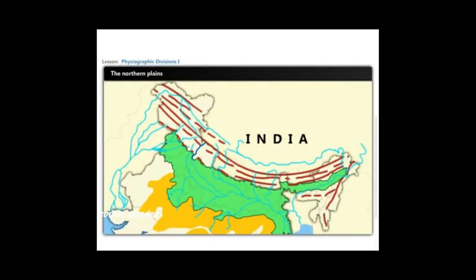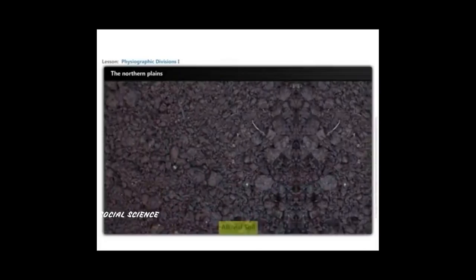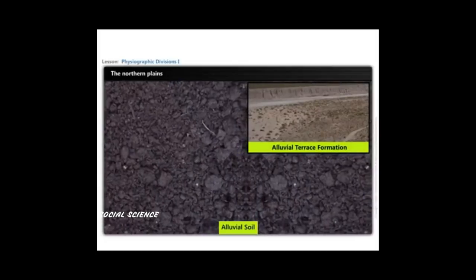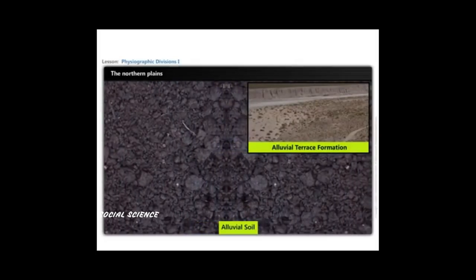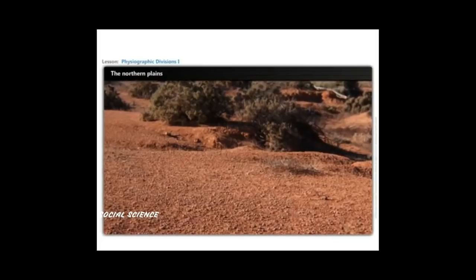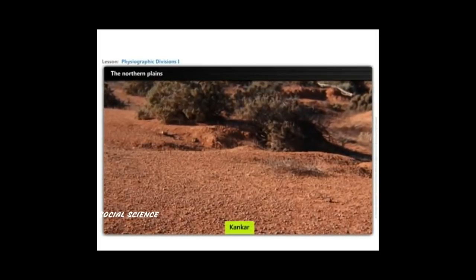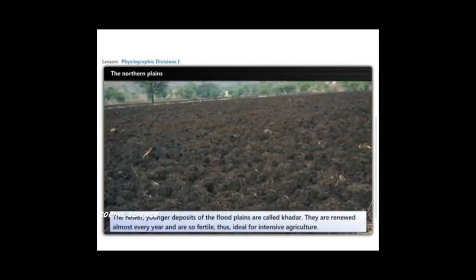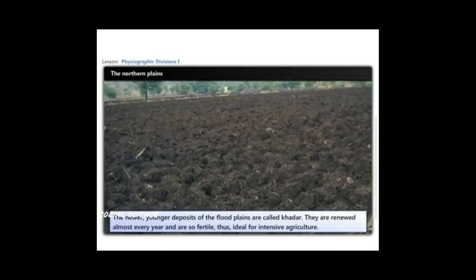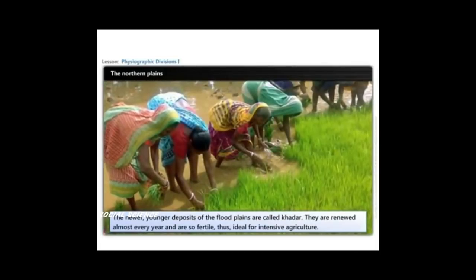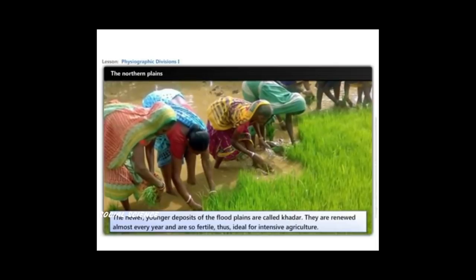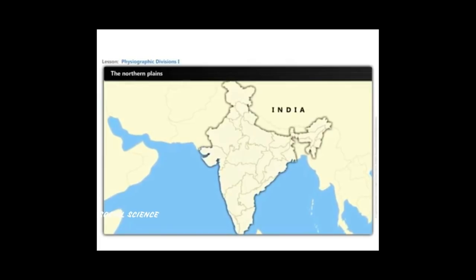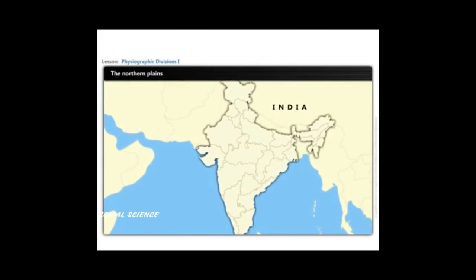The largest part of the northern plain is formed of older alluvium. These alluvium lie above the floodplains of the rivers and present a terrace-like feature. This part is known as Bhangar. The soil in this region contains calcareous deposits, locally known as Kankari. The newer, younger deposits of the floodplains are called Khadar. They are renewed almost every year and are so fertile, thus ideal for intensive agriculture. Let us learn more about some more physiographic divisions in our next lesson.